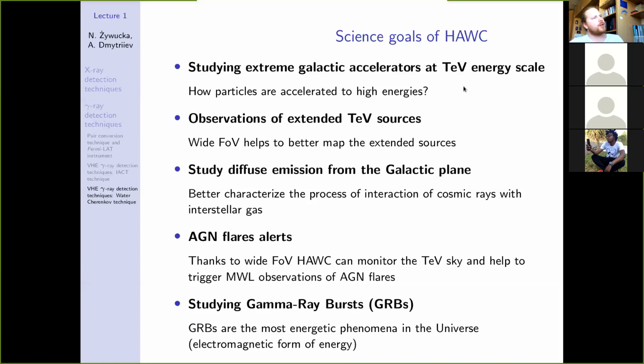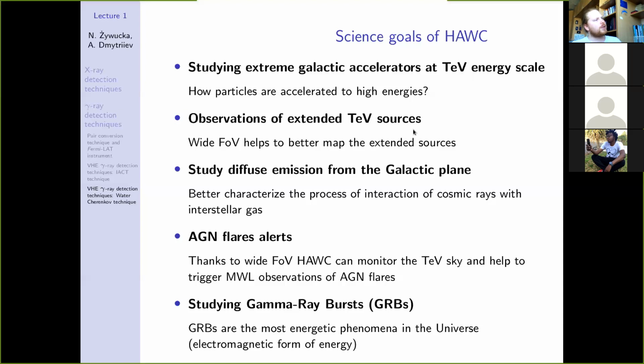So HAWC is very valuable in this regard, because IACTs, Cherenkov telescopes, cannot really reach the 100 TeV scale well. A few tens of TeV with long observations, yes. But HAWC can go much further in energy, so we can study more violent phenomena with HAWC.